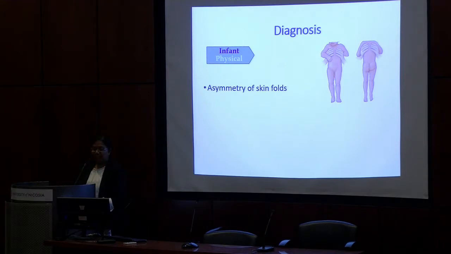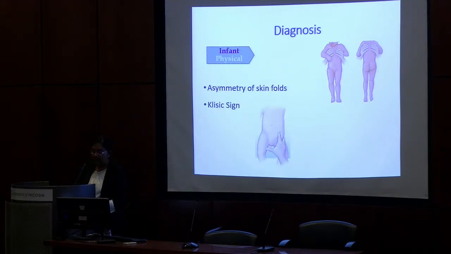People talk about asymmetric skin folds. That can be an indication for a dislocated hip with a leg length discrepancy, but it's not a very reliable sign, because not everybody has perfect symmetric skin folds, especially babies with their increased adipose tissue.